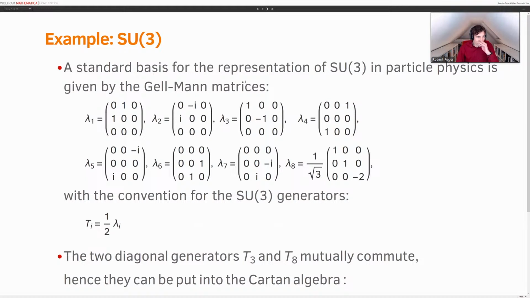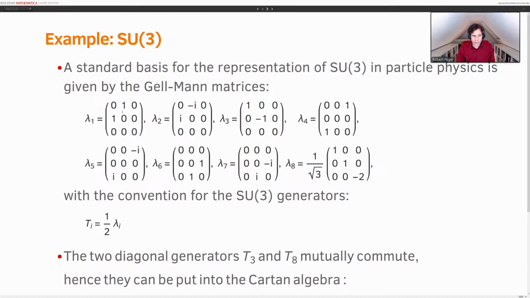I give you an example. This is the special unitary group SU3. Before, we used the special orthogonal group SO3. This is now the group of the unitary matrices. So in general, this is something like a complex rotation. They're quite popular in physics, especially in particle physics, where they are used all over the place, especially in the standard model. And there's a standard basis for the representation of the SU3 in particle physics, which stems from Gell-Mann, and they are also called by him the Gell-Mann matrices.